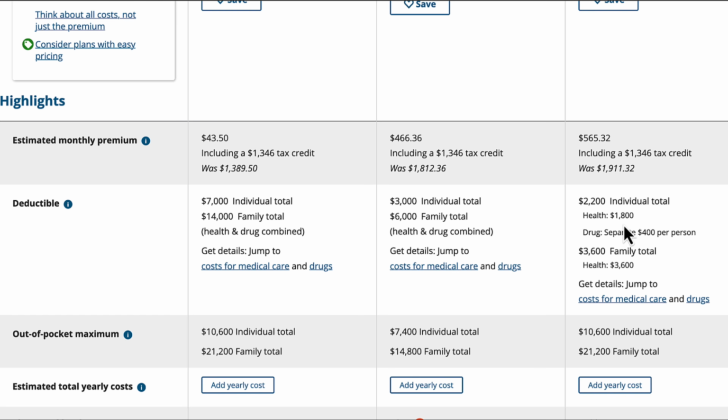So if this is the case with your plan, basically for all of your medical spending, so visits to the doctors, lab work, etc., the deductible is $1,800. The drug deductible is $400. So this only applies to medical spending. This applies specifically to prescription spending. So even if you had spent $1,800 in medical spending, you would still have to meet your drug deductible before the insurance begins to contribute to the cost share. We'll scroll down and look at that more specifically in just a moment.